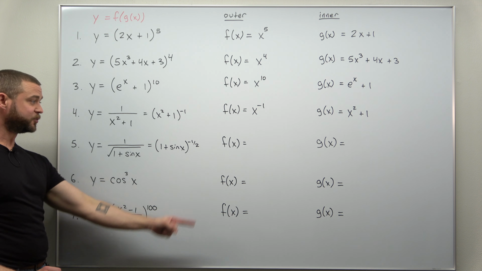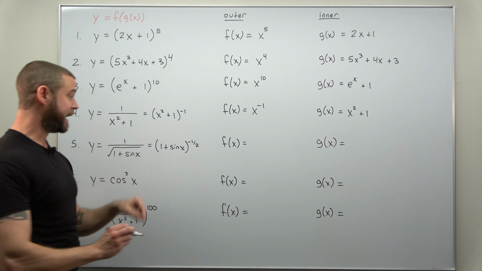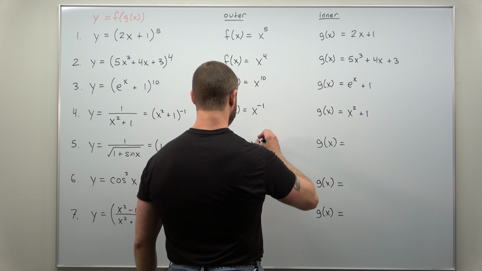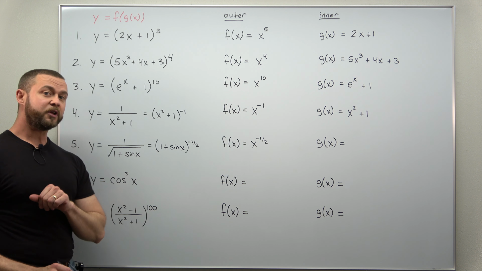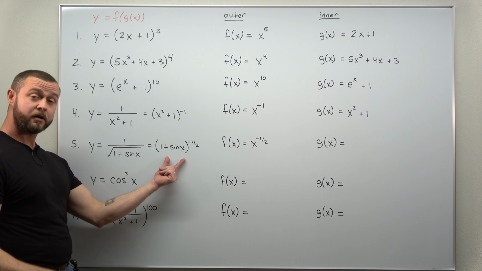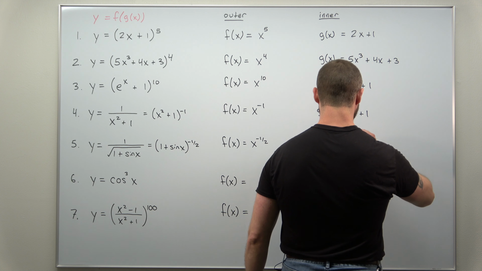And like the other examples, we can take our outer function to be x raised to that outer power, x raised to the negative 1/2. And it's really easy to see the inner function here, g of x, which we would take to be 1 plus sine of x.